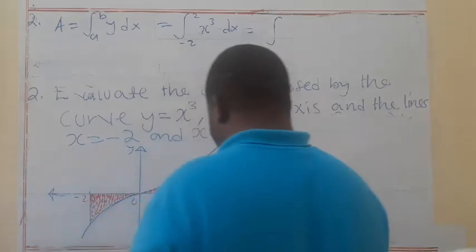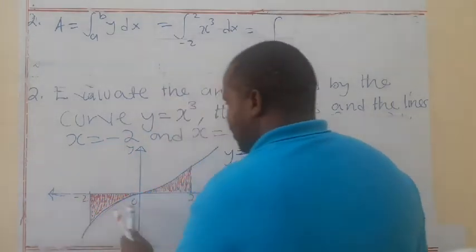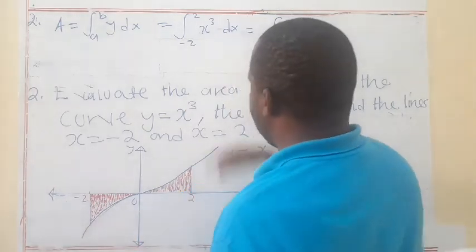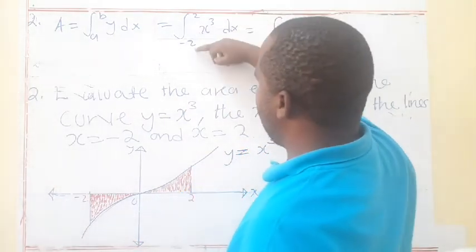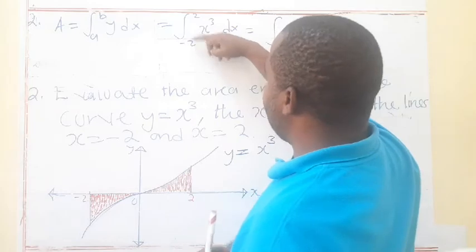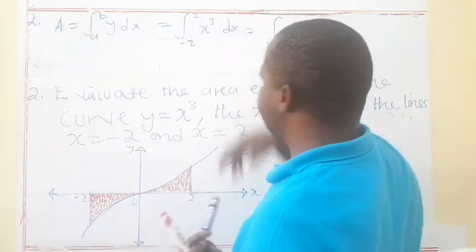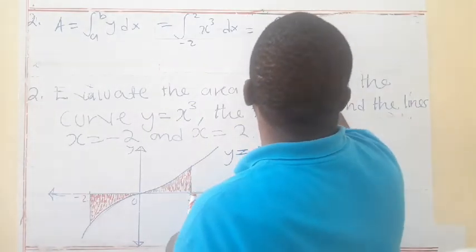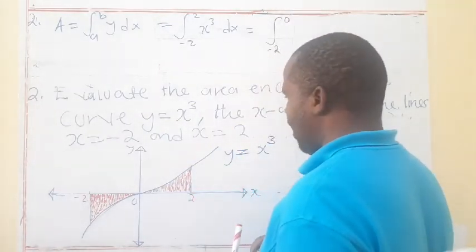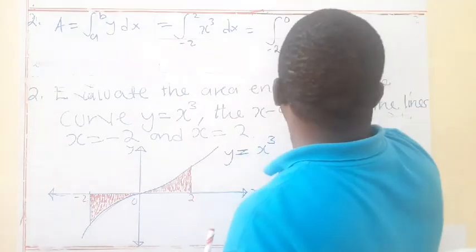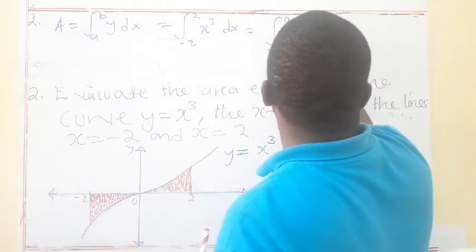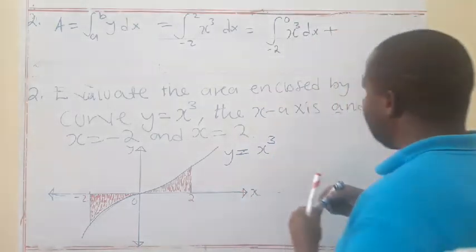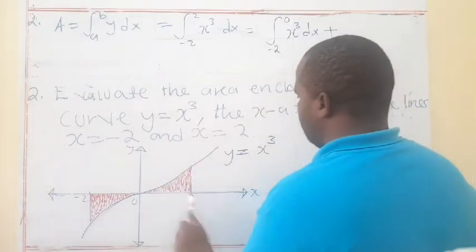The area of this part. So when you are dealing with these two, this is like your lower limit because you're starting from here to what? To 2. So from negative 2, you go to negative 1, 0, and so our lower limit will be negative 2. So negative 2 to what? 0. Alright? Of x to the power 3 dx plus. Alright? So you now pick it from 0 to 2.